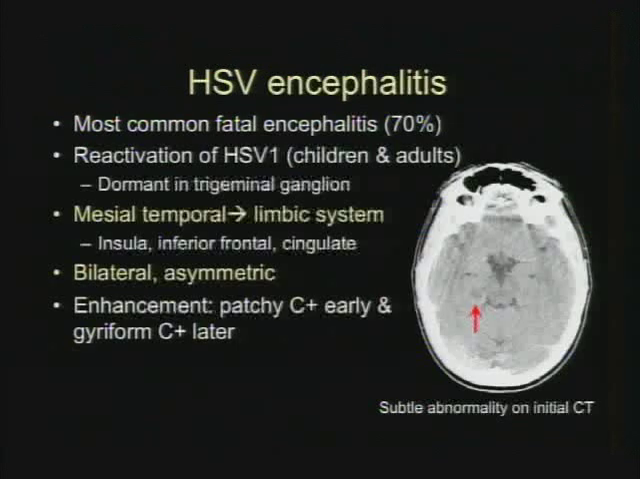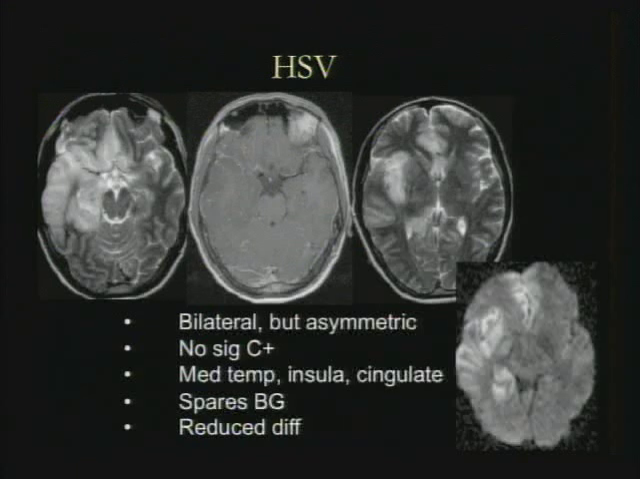The enhancement can be variable, so early on you may not see enhancement or you may see only patchy enhancement, and later you may see the more typical gyriform enhancement. The diffusion is usually positive. So this example just illustrates the geographic distribution of herpes simplex.